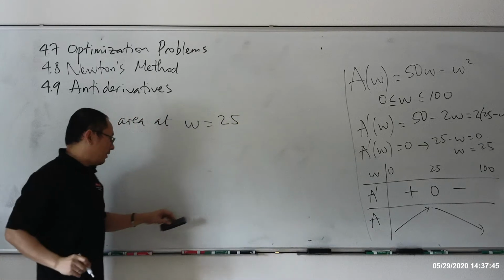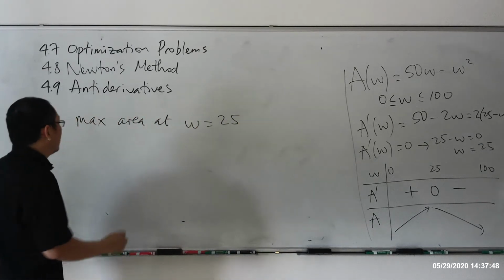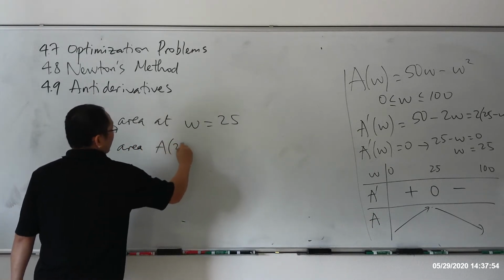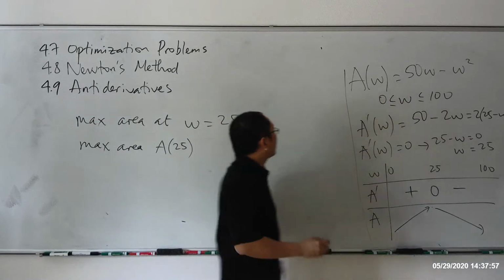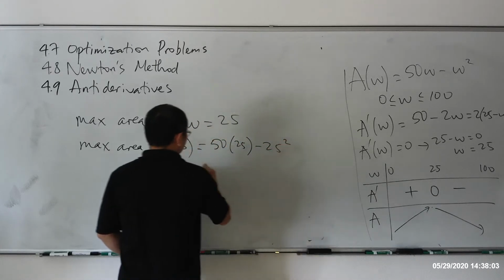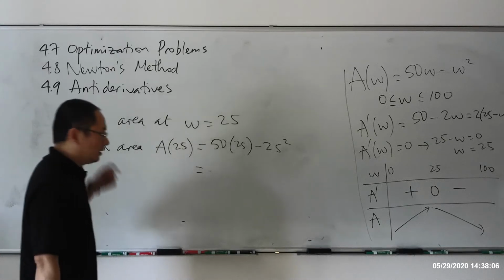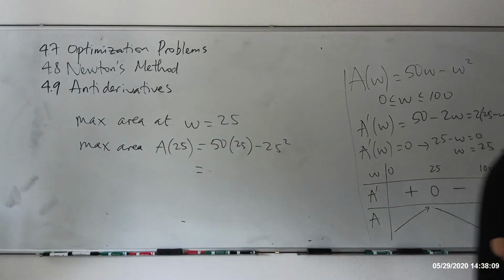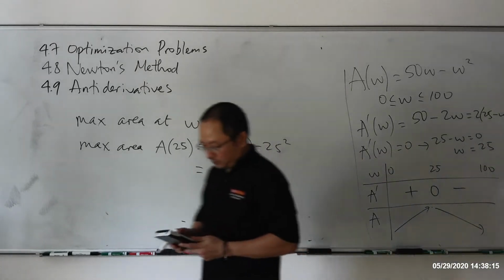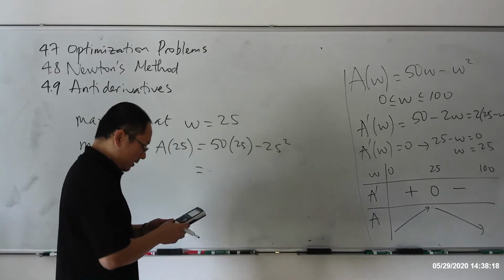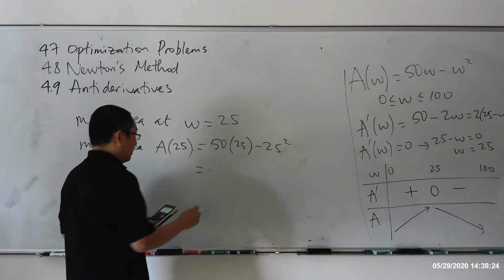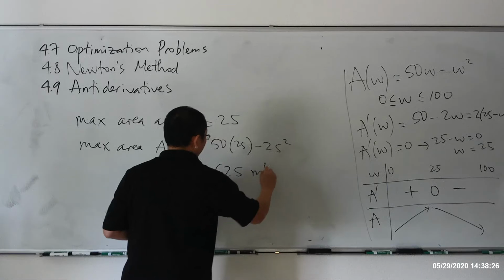Okay? And 25 is not the area. 25 is the width. The width equals 25. So how do you find the max area? It's A of 25, right? The area function is right here: 50 times 25 minus 25 squared. All right, I guess we need a calculator. Let me grab a calculator. 50 times 25 minus 25 squared equals 625, and this is meters squared.